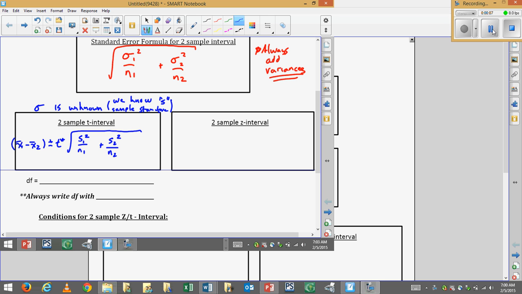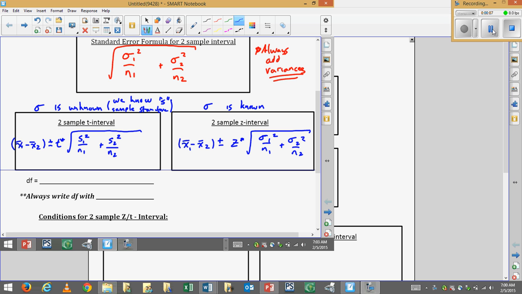If you do know sigma, if you know the population standard deviation, the first part of this is going to be the same. We're going to subtract our two means, but this time we're going to use z star, and since we know sigma, we're going to plug it in to the formula.